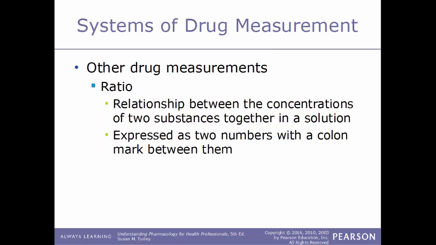Another drug measurement type would be ratio. This represents a relationship between the concentrations of two substances that are together in a solution. This is expressed as two numbers with a colon in between the two, just like they are in math.